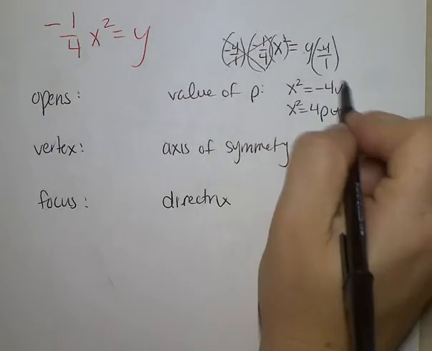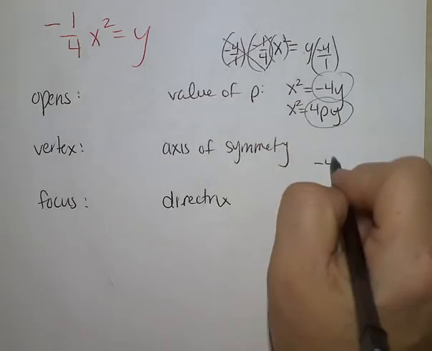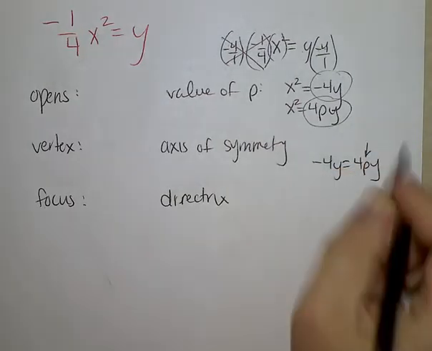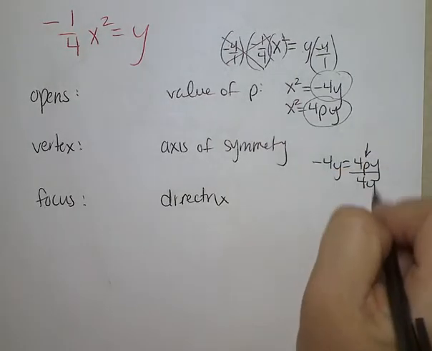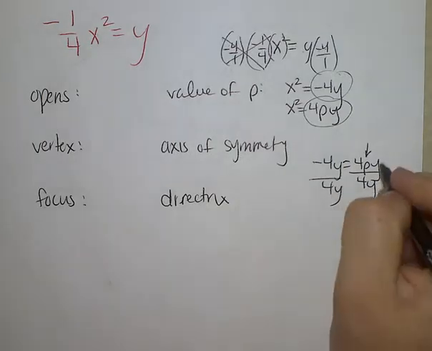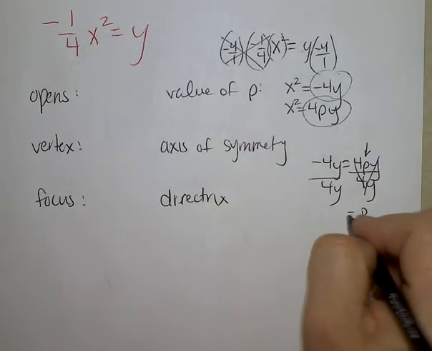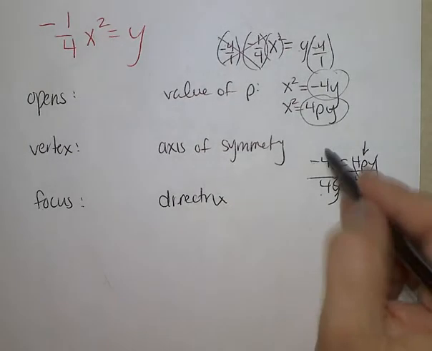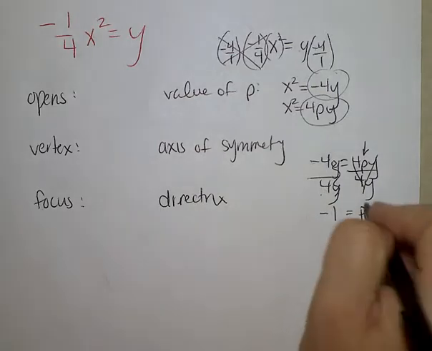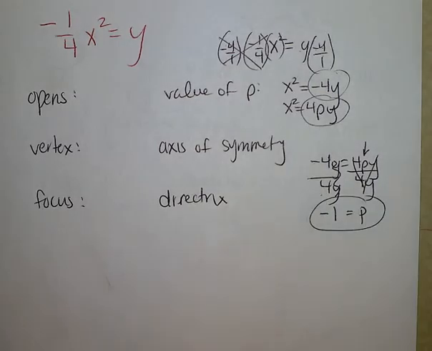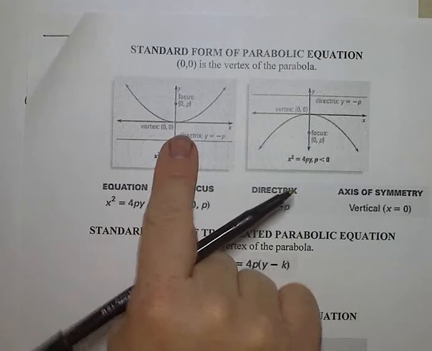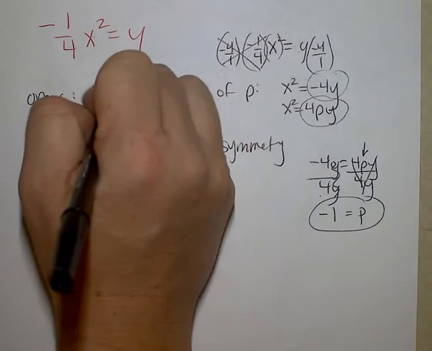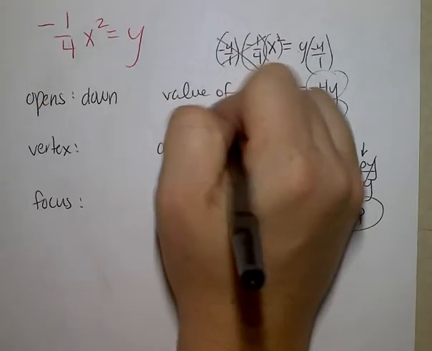By substitution, I'm going to set these two equal to one another. And then I'm going to isolate the p by dividing by 4y. The y's cancel. Remember, they really are turning into 1. And negative 4 divided by 4 is a negative 1. So, based on the fact that we know an x squared problem opens up or opens down, because this value is negative, we know it opens down. And p is equal to negative 1.